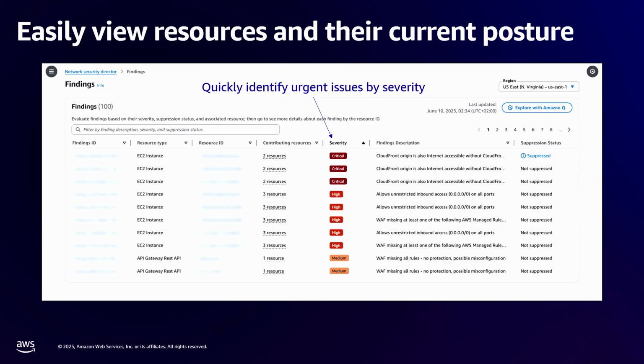We've blurred it out here on purpose, but you would get the actual resource level information here, relevant tagging information, what have you. You also get the number of contributing resources and the issue in question.